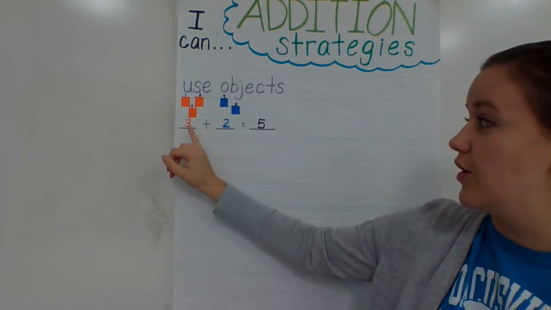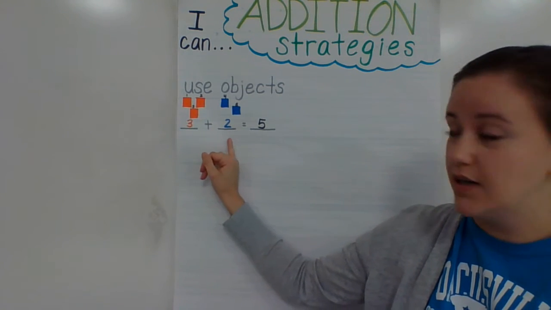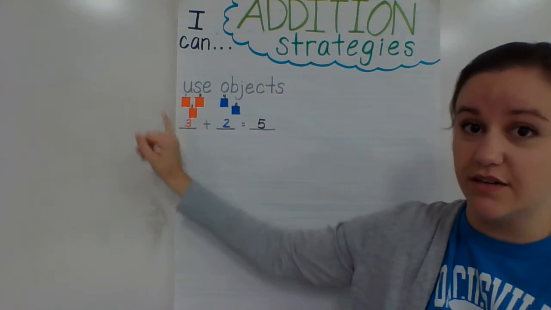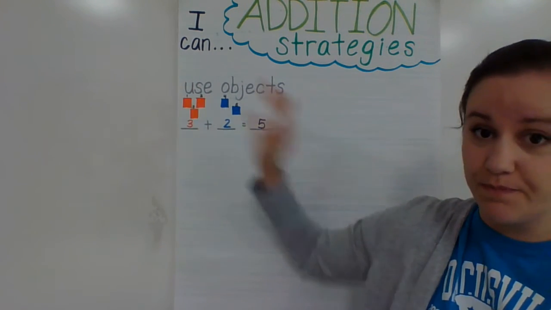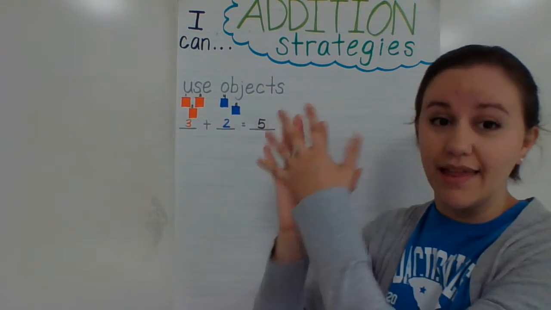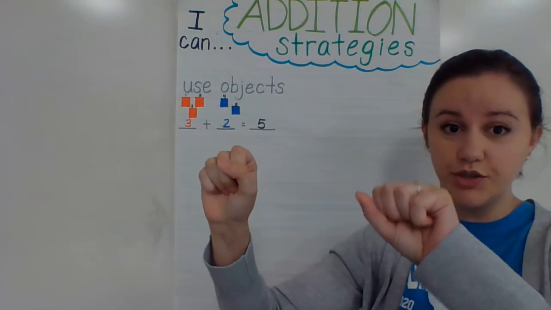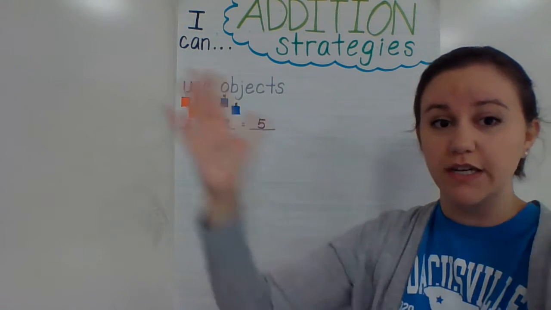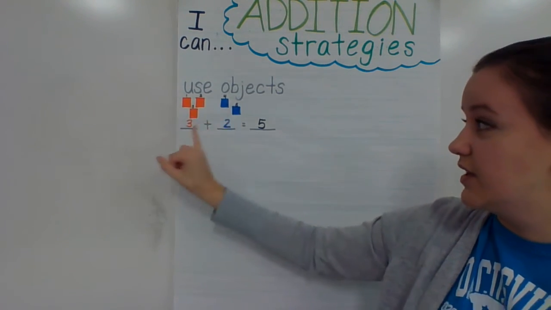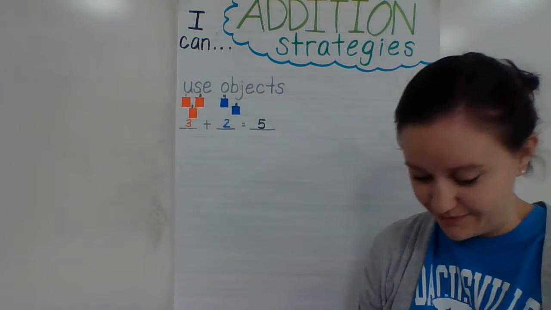So if I was trying to solve 3 plus 2, I would need 3 of one object or 3 of that object in one group. And then I would need 2 in a different group. But then when I add them all together, so I would have 2 sets, I would push them together, join them together, and then I would count them. 1, 2, 3, 4, 5. So 3 plus 2 equals 5.